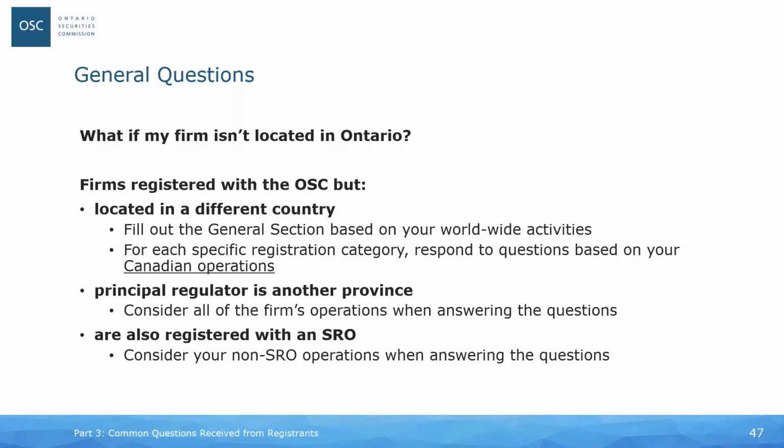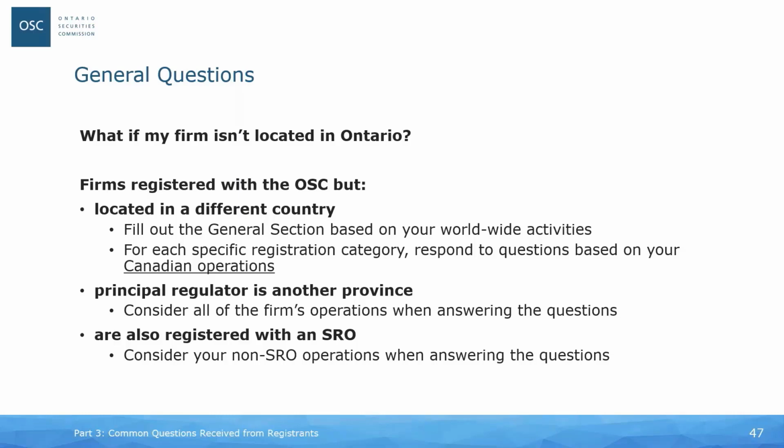These are some questions we've received that deal with firms that are located outside of Ontario. All firms that are registered with the OSC must complete the questionnaire. If your firm is registered with the OSC but located outside of Canada, fill in the general section based on your worldwide activities. However, for the other sections relating to the firm's specific registration category, respond to the questions based only on your Canadian operations. If your firm is located in Canada, but your principal regulator is another provincial regulator, you should include all of the firm's operations when responding to all sections of the questionnaire.